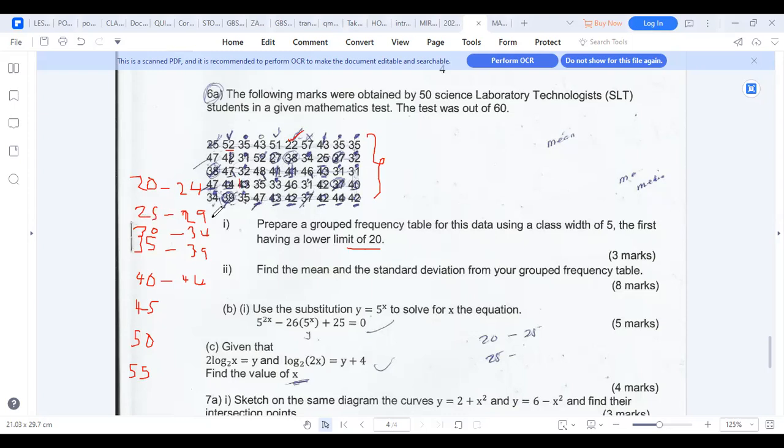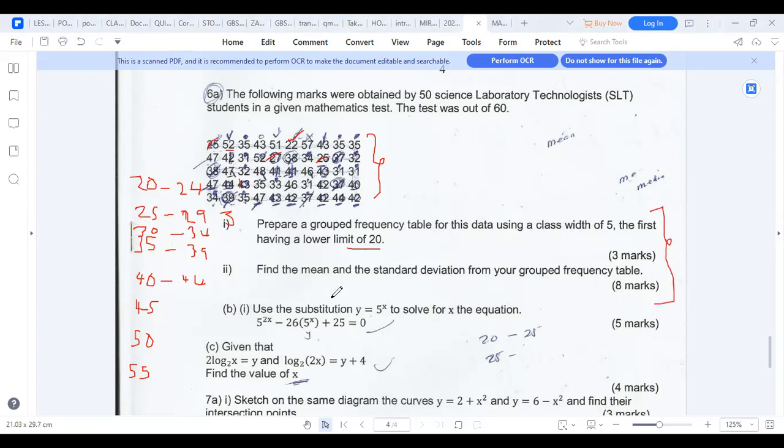Then you go 25 to 29. You start checking again. One. Then you go here. Two. Three. You go here. Nothing. There's nothing. So three, you put three. So it's tedious. But the mark allocation is very good. You are going to get 11 marks out of that.